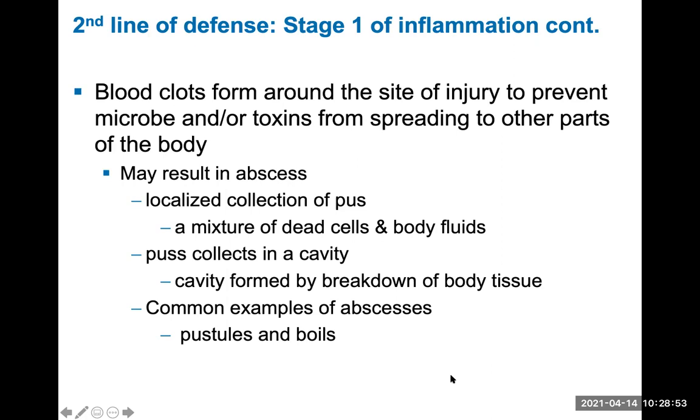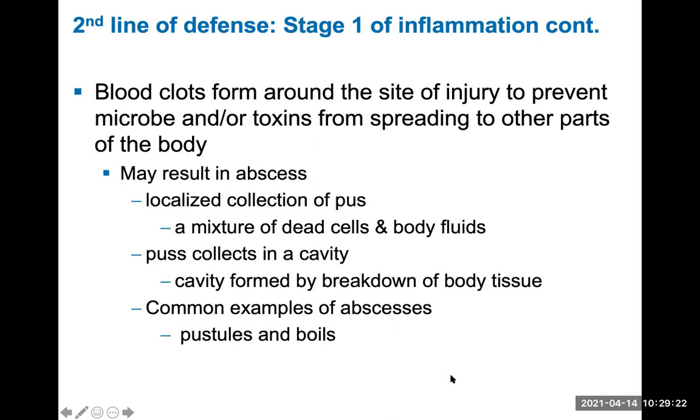But this clot may result in an abscess sometimes. An abscess is a localized collection of pus. Pus is a mixture of dead cells and body fluids. Pus can then collect in a cavity. This cavity would be formed by the breakdown of body tissue. And so this is where you see that the immune response can cause damage.